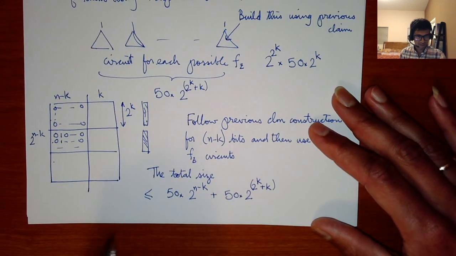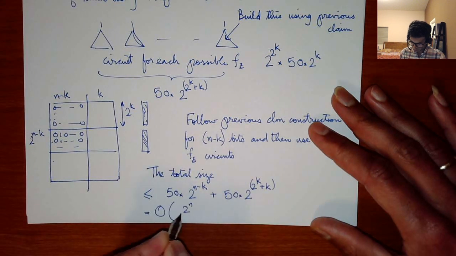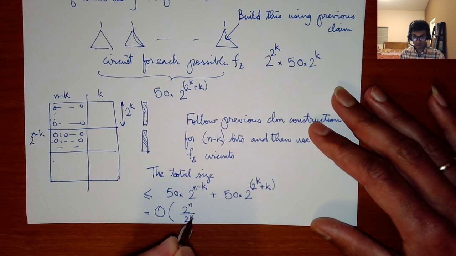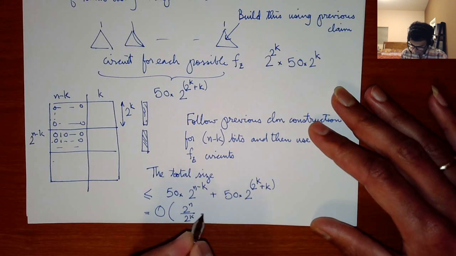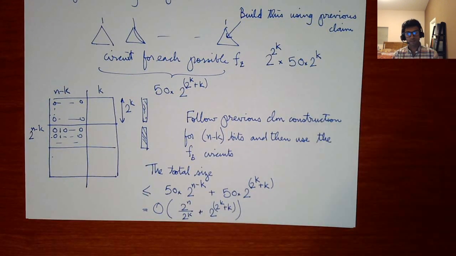So I'm just going to ignore the 50 here, and I'll say this is equal up to a big O to 2 to the n divided by 2 to the k. So the point is you get to divide by 2 to the k over here, but then you have to pay a 2 to the 2 to the k plus k over here, and so now you optimize for the choice of k, to minimize this. You can do this using calculus, or you can just look at it. I'll show you how we'll do the optimization in a quicker way, and I want you to then fill in the rest of the details. If you do the optimization, then you basically get 2 to the n divided by n.